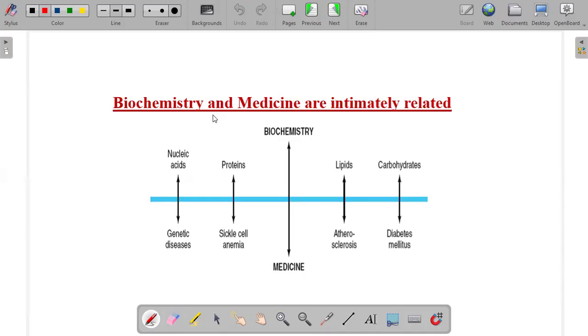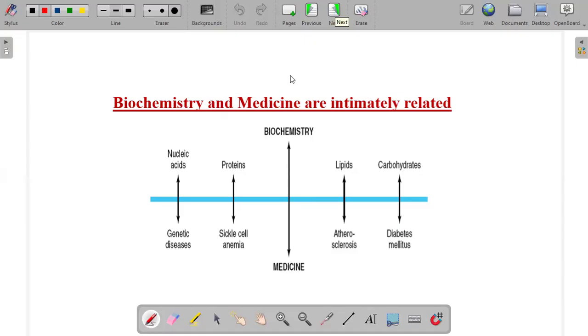Also have lipids. Accumulation of lipids in a blood vessel is called atherosclerosis, isn't it? So a condition that can result from lipids. Carbohydrates can end up having diabetes mellitus. Okay, that's what we have there. So those are some of the conditions that we can have if you are not having normal biomolecules in the body.